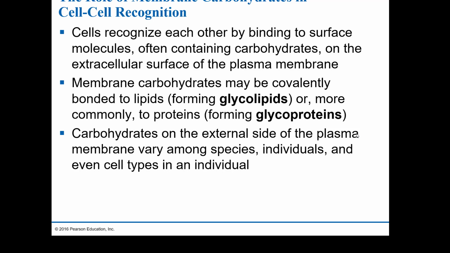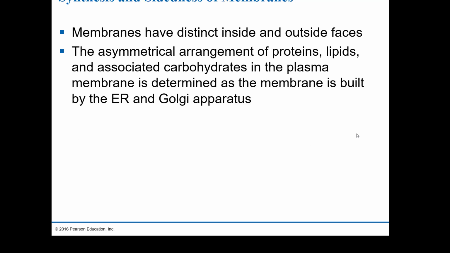So carbs on the external side of the plasma membrane are going to be different among different species and individuals, and even just the cell type of an individual. Membranes have a distinct inside and outside face. So there's outside the fence and there's inside the fence. There's inside the cell, outside the cell.